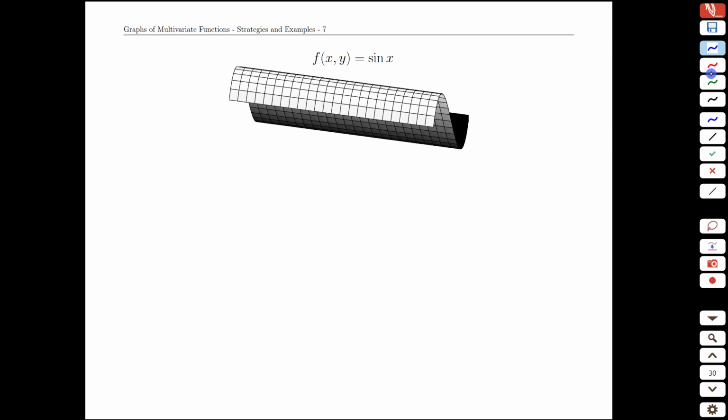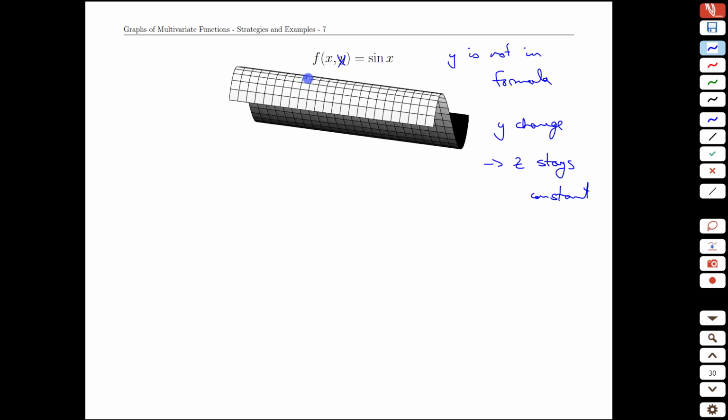Here in our last example for now, we have a function of x and y, but the y does not appear. And again, what that means is if we change y, that doesn't matter for the height of the function. Z stays constant.